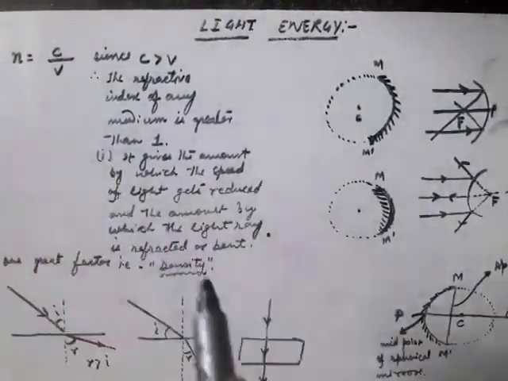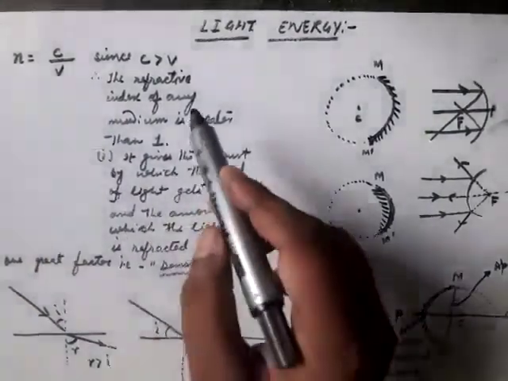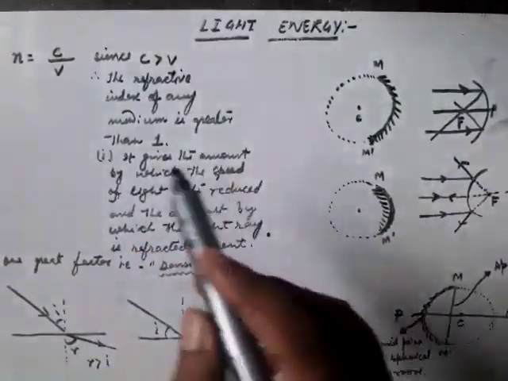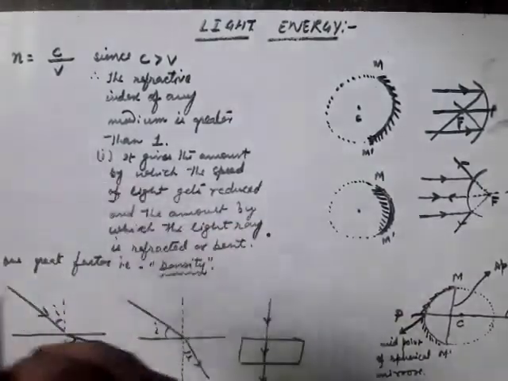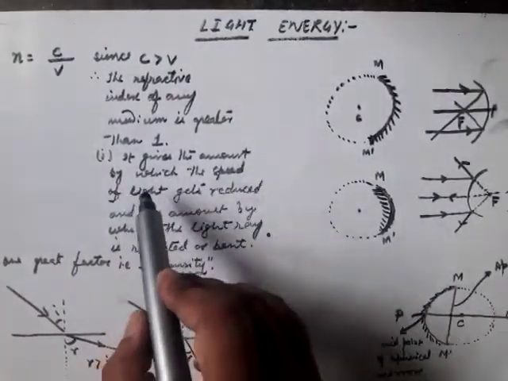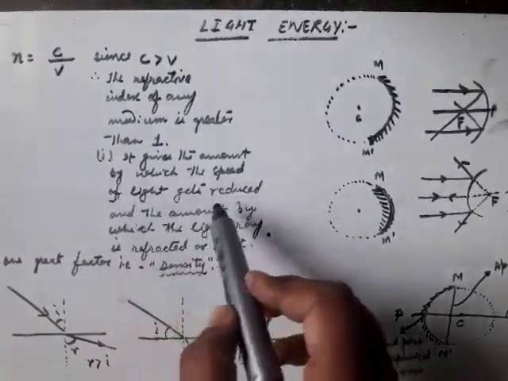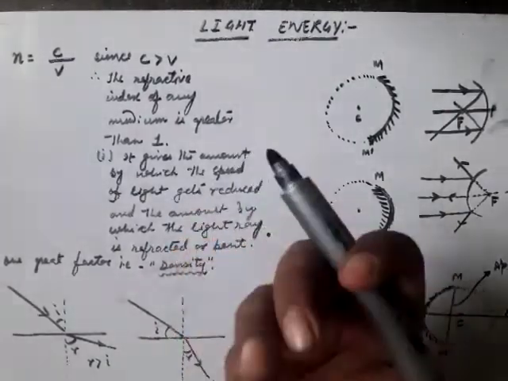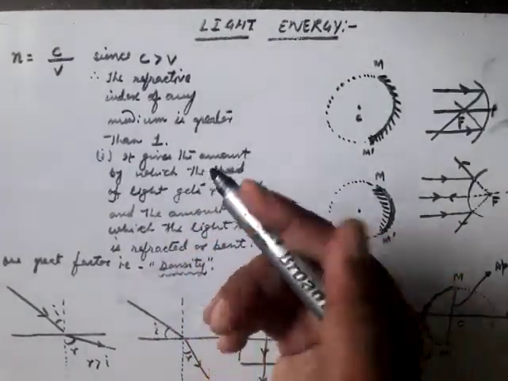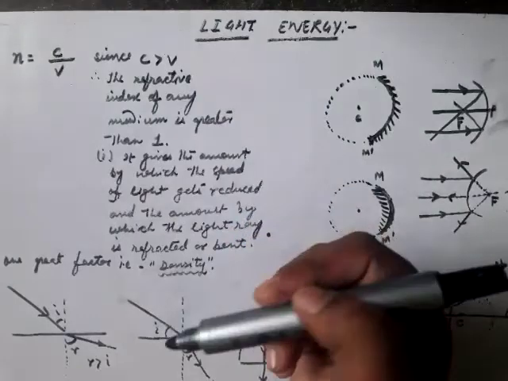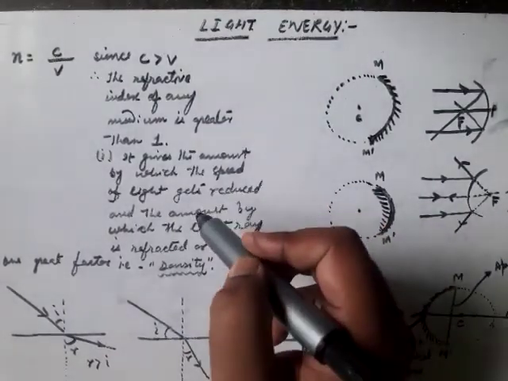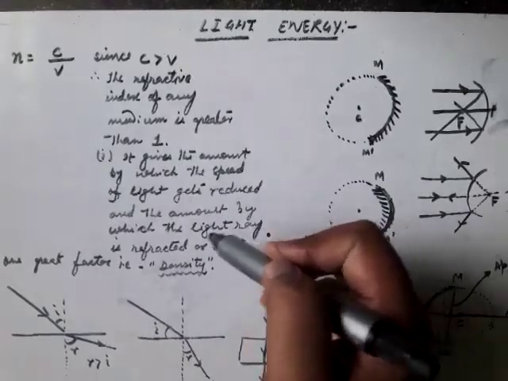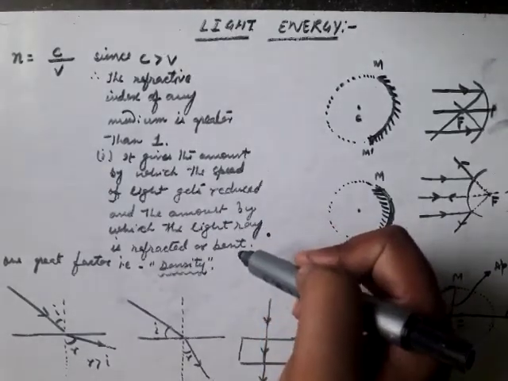So what does the refractive index give? It gives the amount by which the speed of light is reduced, meaning how much the speed of light reduces when it enters the denser medium from the rarer medium. It also defines the amount by which the light ray is refracted or bent. I told this earlier.